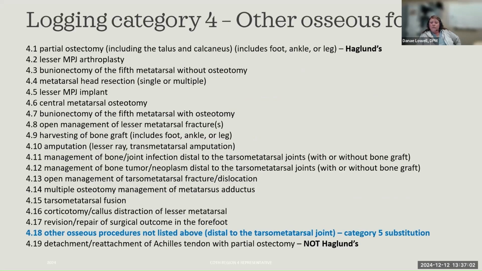Under Category 4, you will find these procedures listed. They encompass procedures on the lesser metatarsals, including tarsal metatarsals. Procedures on locations other than distal to the TMT region that are logged here include ostectomies, bone harvesting, and Haglunds. As mentioned previously, the other procedure option in blue is rarely, if ever, used. However, if a program is heavy in rear foot and additional procedures are needed in Category 4, some of the Category 5 osseous cases can be logged here.